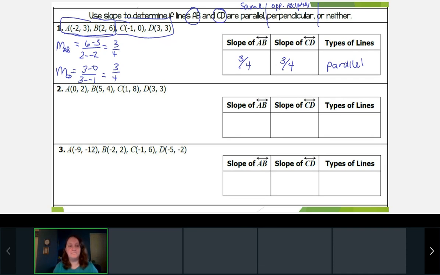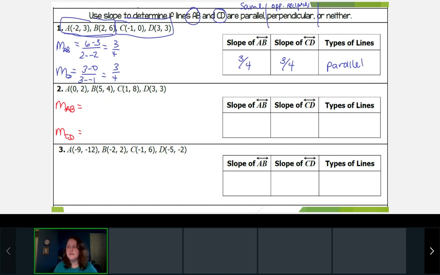There we go. Easy as that. It's going to be the same process for every problem. It's just your numbers are going to be different. And when your numbers are different, that might change the type of lines. So let's look at number 2. We're going to find the slope of AB, and then we're going to find the slope of CD.